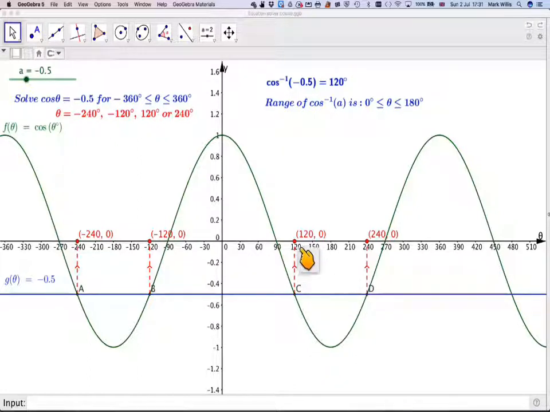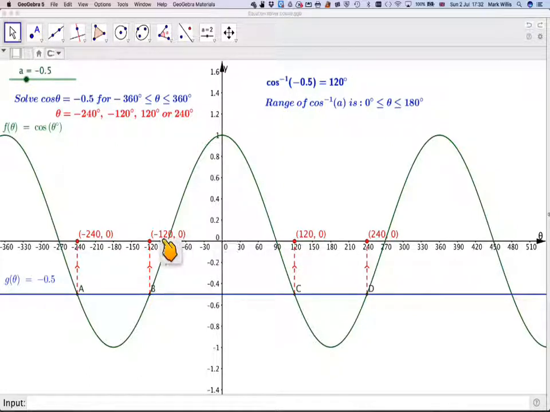So how do I get the other answer? Well, if 120 is a solution, then for cosine and cosine only, minus 120 is also a solution. And what you do is you go back to that one and then just add 360 degrees to it to get to 240, which is the other solution, because the period of the graph of cosine is 360 degrees. So just repeat that. You're going to get one solution at 120 from your calculator.